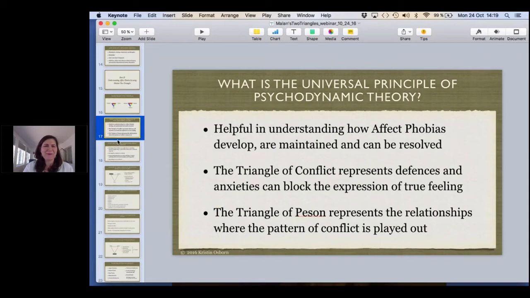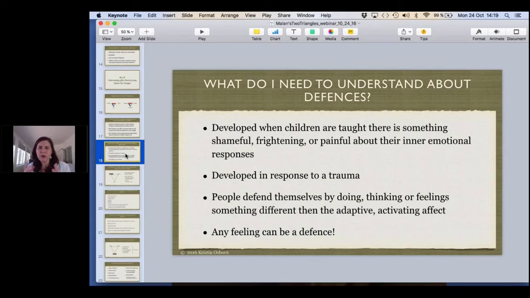So what do you need to understand? And believe me when I say this question is more about the triangle of person than it is about the triangle of conflict. You need to understand that children develop affect phobias when there's something that is shameful, frightening, or painful about their inner emotional responses. They're also developed in trauma, too. And so someone is in a shocking, traumatic situation where they'll cut off access to feeling and then continue to cut off as they grow older.